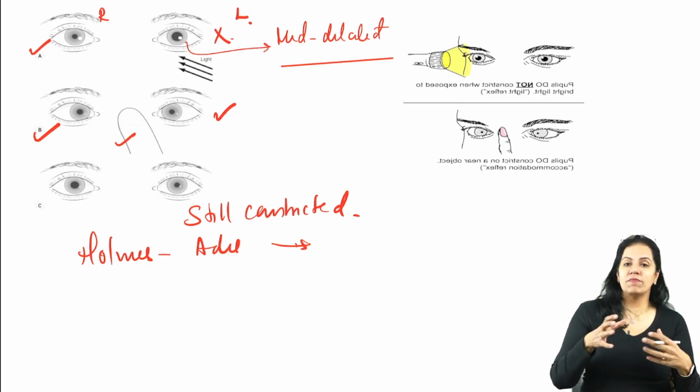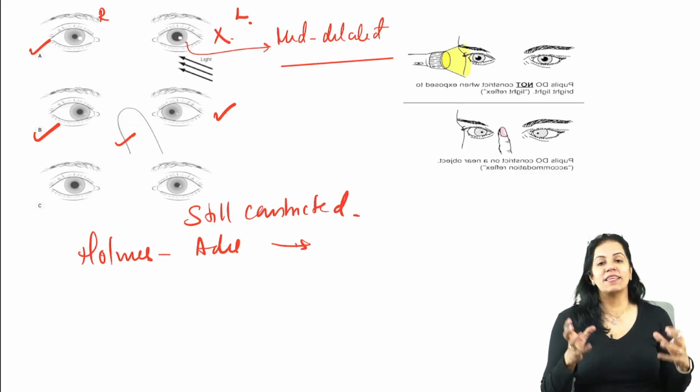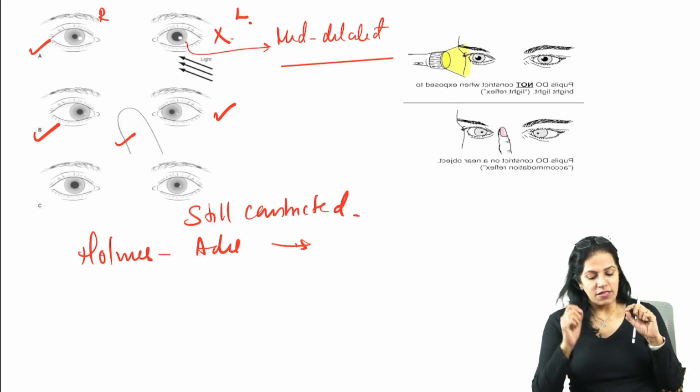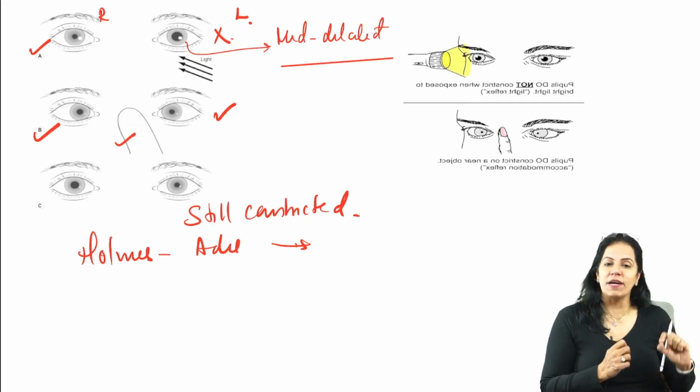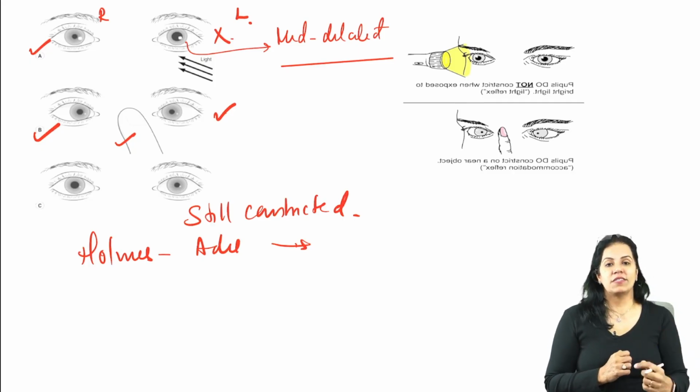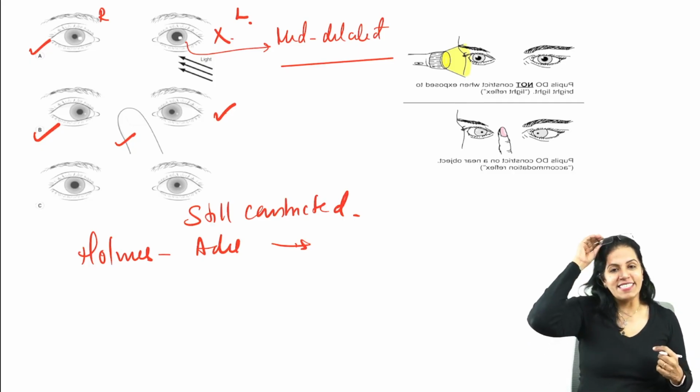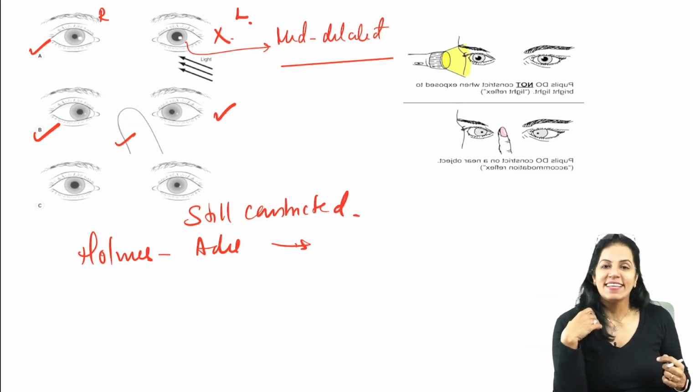Normally 1%, any normal person can react to pilocarpine and there will be constriction. But if in this patient 0.125% of pilocarpine is reacting, this is Holmes-Adie pupil, because of denervation hypersensitivity it is happening.